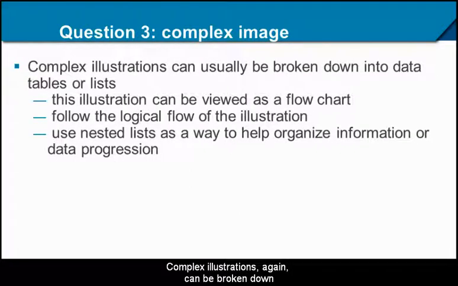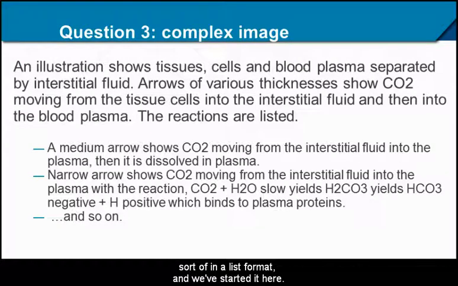Complex illustrations, again, can be broken down to data tables or lists. We've chosen a list format for this. It's similar to a flow chart in that we have a reaction, many reactions sort of in a list format. And we've started it here. So we've started with the top image, and here's our general summarization of what's going on. An illustration shows tissues, cells, and blood plasma separated by interstitial fluid. Arrows of various thicknesses show CO2 moving from the tissue cells into the interstitial fluid and then into the blood plasma. So we have our flow already, so we've sort of painted this initial picture.